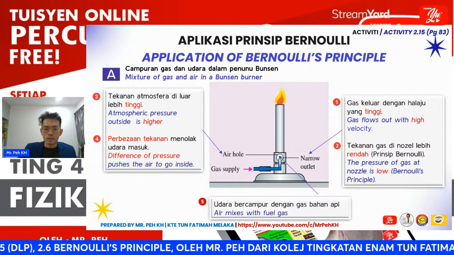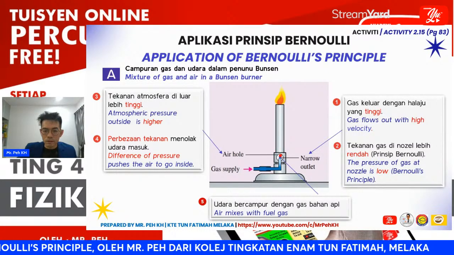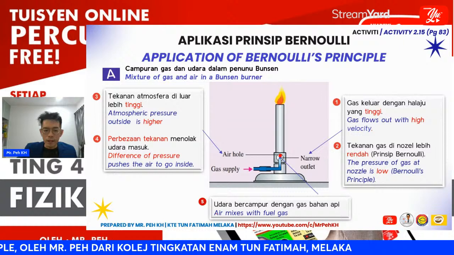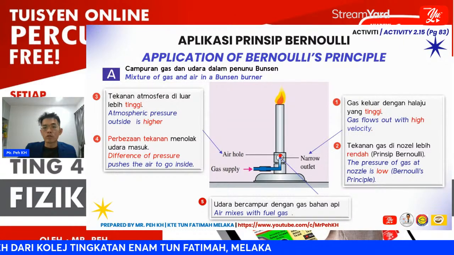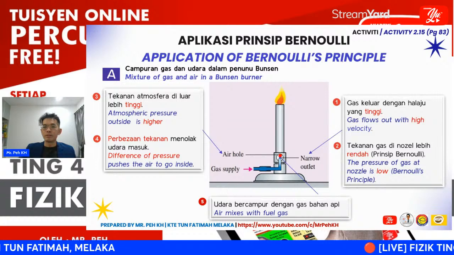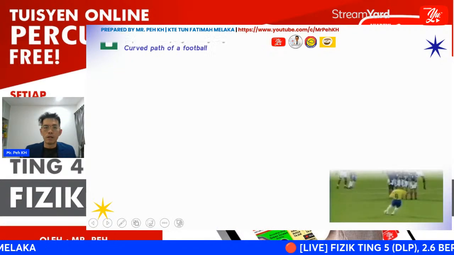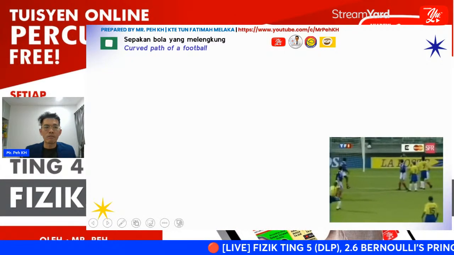Okay, so here at this part, the air mixed with the fuel gas completely. Okay, so this is applying of the Bernoulli's principle in the Bunsen burner. Okay, then the second, there will be the curved path of the football.